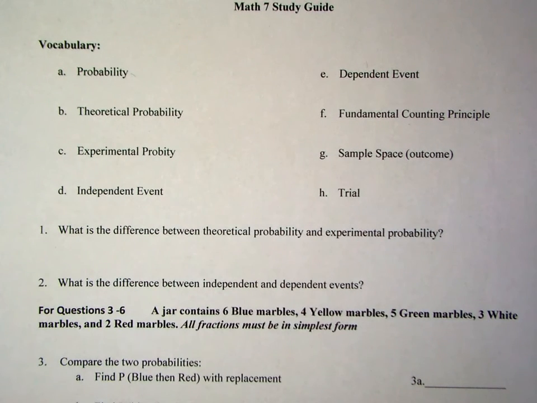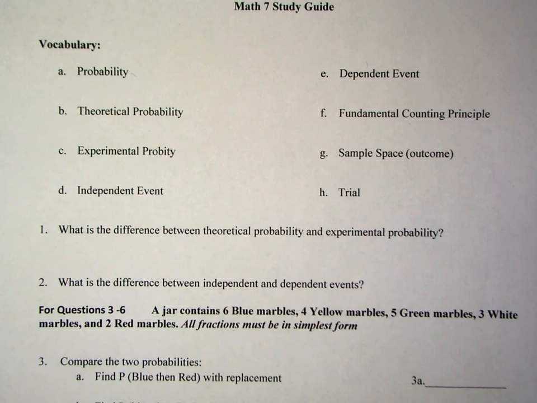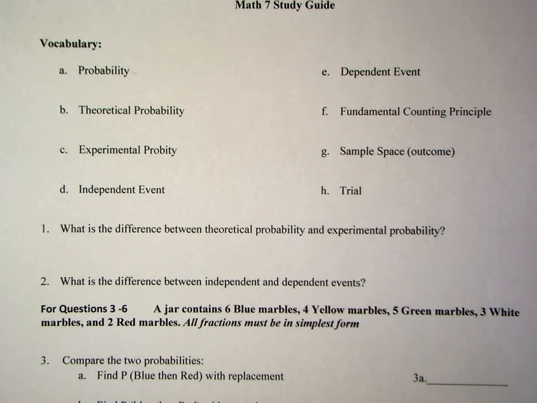We've now made it to the Math 7, Unit 6 Study Guide. And you'll see up at the top of the page you have a number of vocabulary terms. The three most important being probability, theoretical probability, and experimental probability.